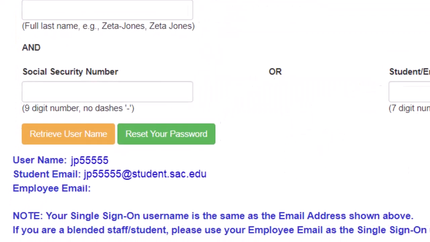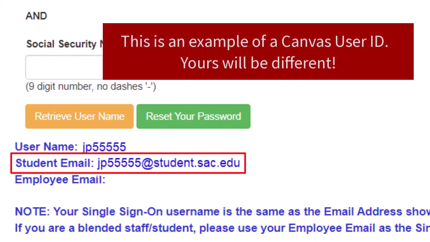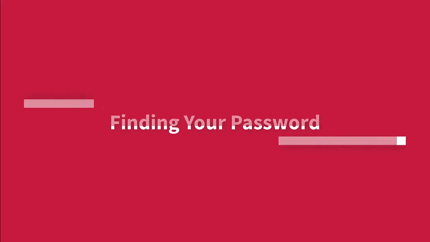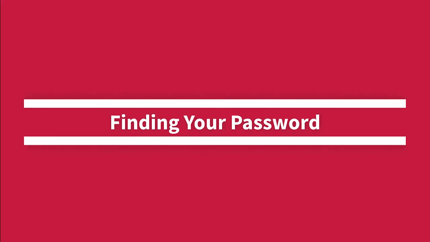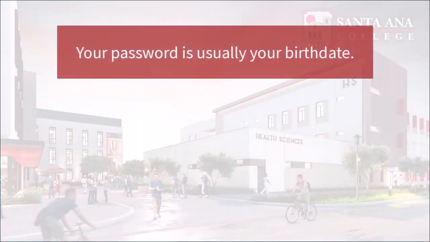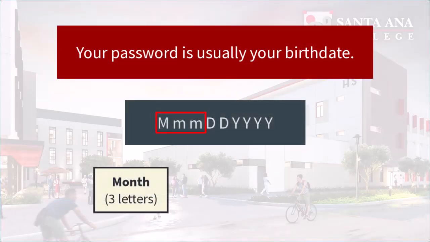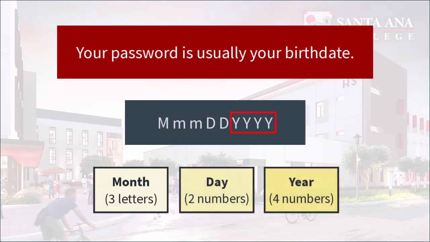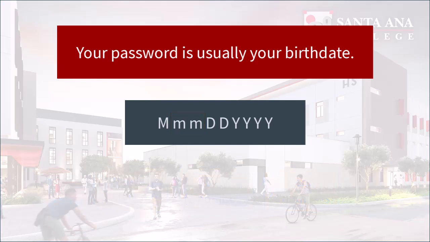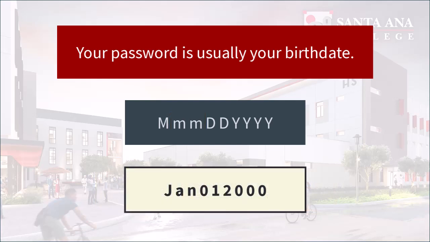After you press the button, your student email should appear at the bottom of the screen. This is your Canvas user ID, so write it down. Unless you have changed it, your password is your birth date in the format MMMDDYYYY. Be sure to capitalize the first letter of the month and use lowercase letters for the second and third letters. For example, if you were born on January 1st, 2000, your password would be Jan012000 with a capital J and a lowercase a and n.